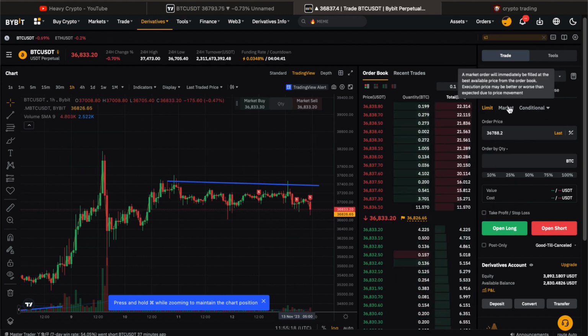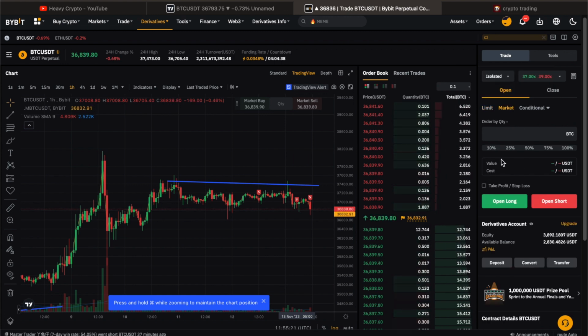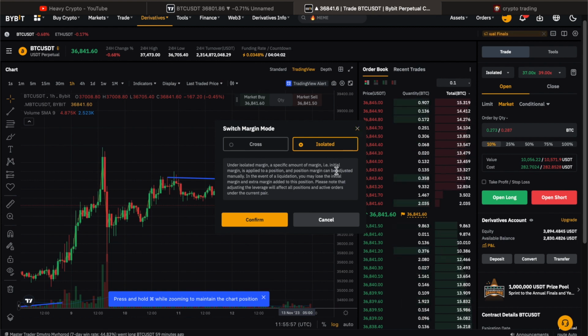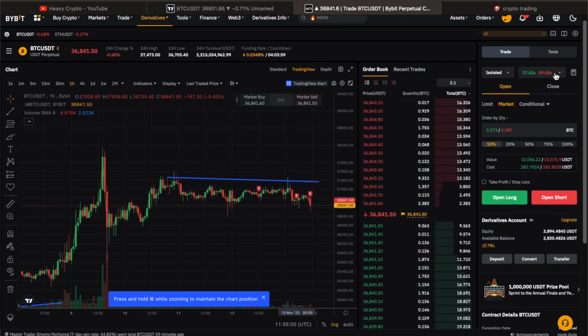As I said, if I use a market order, I'm gonna enter a position immediately. So for example, right now I want to enter a position immediately. I'm just gonna put the amount that I want to trade with right here. So let's say I want to use 10% of my capital, which is gonna cost me approximately 282 US dollars. This is gonna be multiplied by 39x, and if I want to go long, it's gonna be multiplied by 37x. So I can also choose my leverage right there and all that stuff.